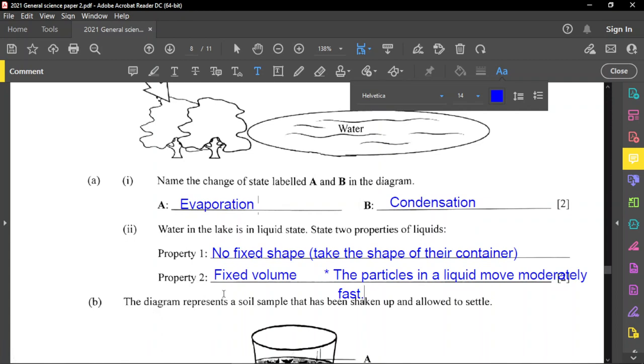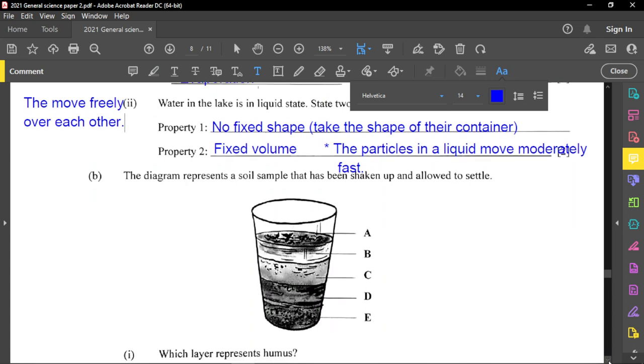Another property we can also mention is that the particles move easily over each other. All right, let's put it on this side, we don't have enough space there. So the last one we'll talk about, the particles move freely over each other. In gas, the particles don't move over each other. They move away from each other and far apart. In solid, the particles are fixed and just vibrate about that fixed position.